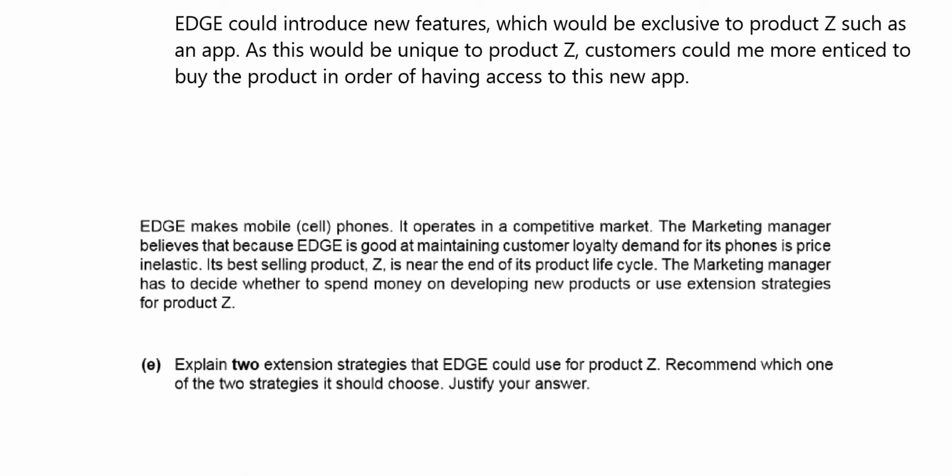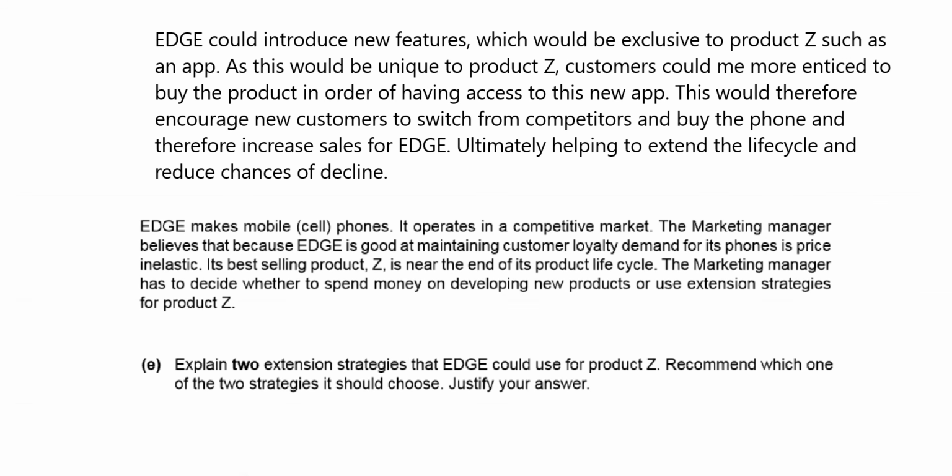So my reasoning is, as this would be unique to product Z, customers could be more enticed to buy the product in order to have access to this brand new app. So then I need to think about what that would lead to, and again, what it would ultimately mean to completely finish this answer at this point. So my development would be, this would therefore encourage new customers to switch from competitors and buy the phone, and therefore increase sales for Edge, ultimately helping to extend the life cycle and reduce chances of decline. That last sentence just sums up the point and relates back to what the question is asking for.